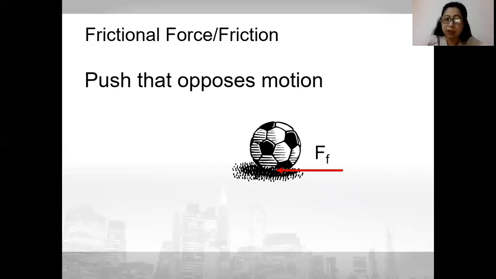If the object is moving to the left, the frictional force is exerted to the right. So it is opposite the direction of motion. Always opposite the direction of motion.